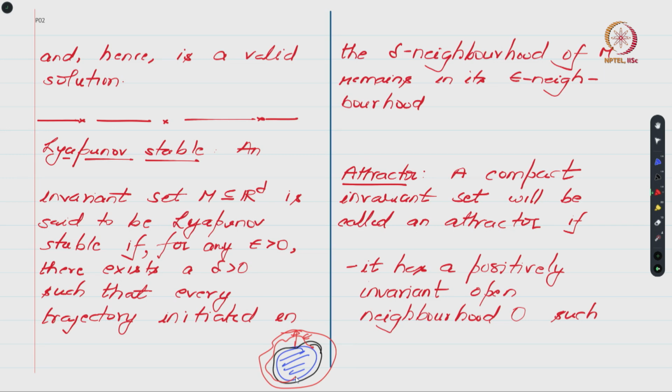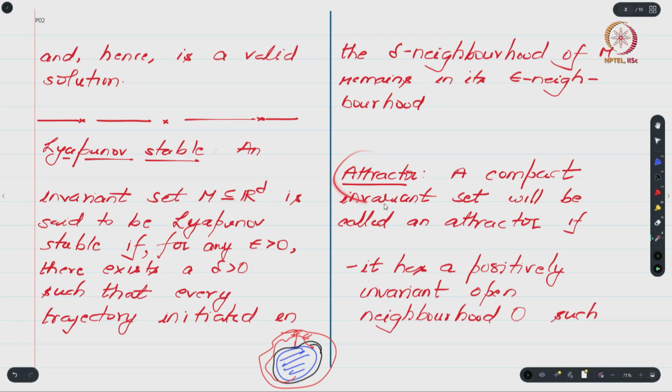Is this okay? So if you start here, then from that point onwards the solution trajectory should remain within the epsilon neighborhood, and this should hold true for any epsilon. So for any epsilon I should be able to find a delta that ensures this condition, and if we are able to do that, one can conclude that this invariant set is Lyapunov stable. Okay. So this is one definition.